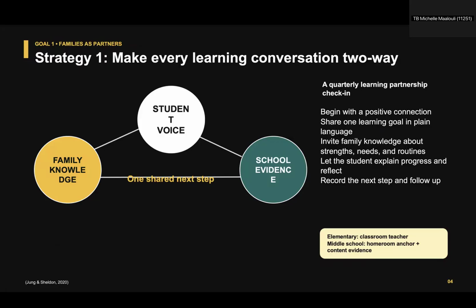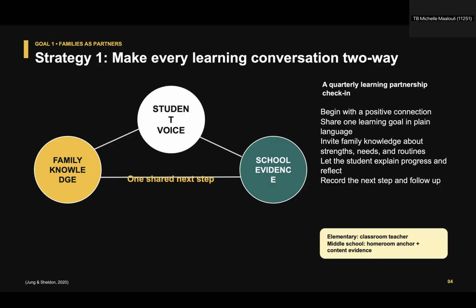Our first family engagement practice is a short learning partnership check-in for every student each quarter. These conversations can happen in person, by phone, or virtually. In the elementary grades, the classroom teacher will anchor the check-in. In the middle school, the homeroom teacher will lead the conversation. The purpose is not to report every grade. We will begin with something positive, explain one important learning goal in plain language, and invite the family to share what they have already seen at home.